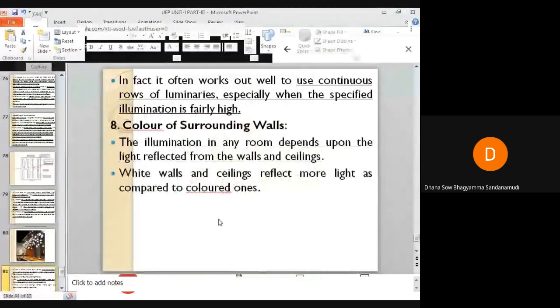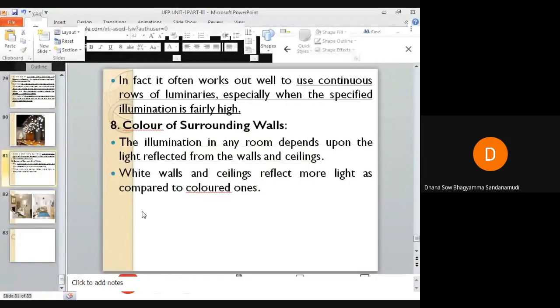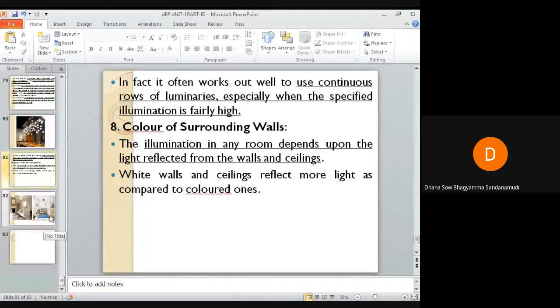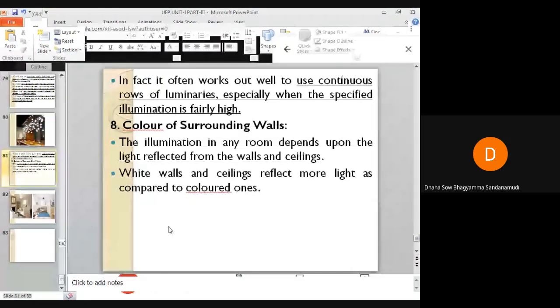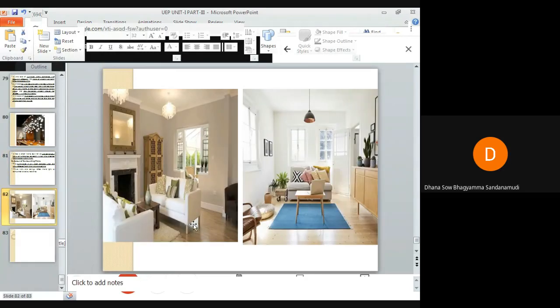Next, the color of the surrounding walls. The color of the surrounding walls will definitely affect the illumination coming from the lamp. In general, from our ancestors long back onwards, we always prefer white color for the walls. Why? Because white reflects light. Dark colors absorb the light, but light colors reflect the light.